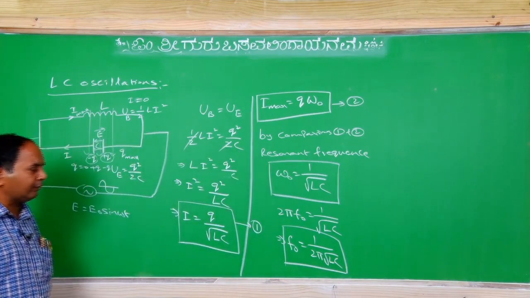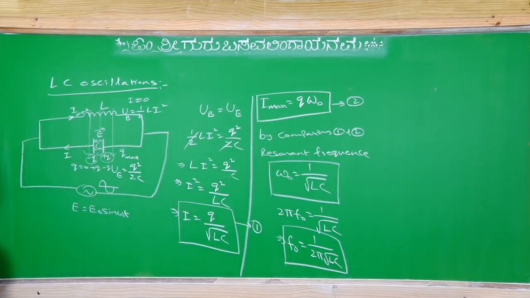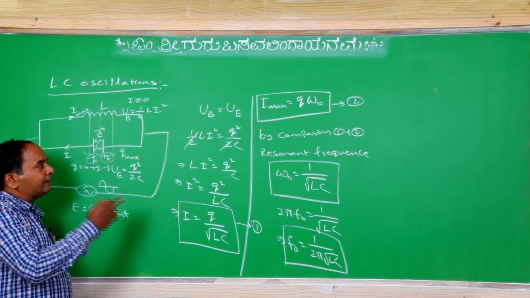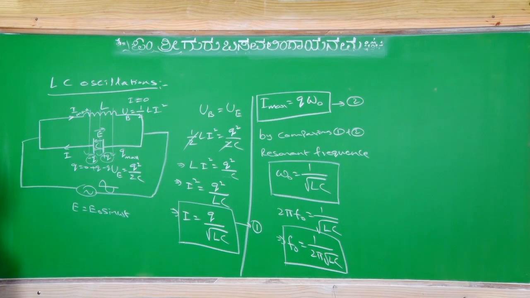This is the expression for the resonant angular frequency and linear frequency in the case of LC oscillation. In LC oscillations, what you should remember is that there is no energy loss, or no power loss. Only the electrical energy is converted into magnetic energy, and magnetic energy is converted into electric energy. That's why this oscillation will go on continuously.